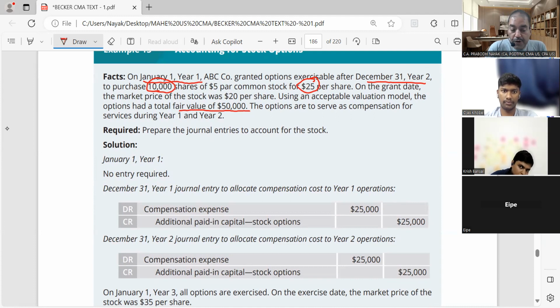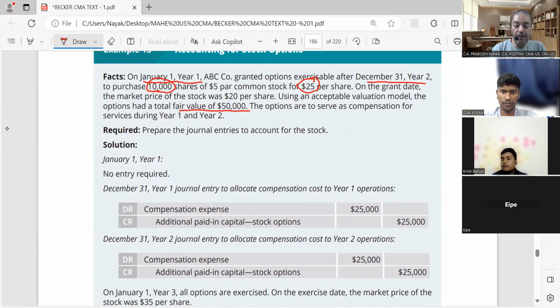But since the option has a total fair value of 50,000, the compensation expense that you are going to show cannot exceed 50,000. That means whatever you are showing as expense or bonus payable to the employees over a period of 2 years should not be more than 50,000. Since it is a period of 2 years, I divide that 50,000 by 2. 25,000 I have to show in the first year, 25,000 in the second.